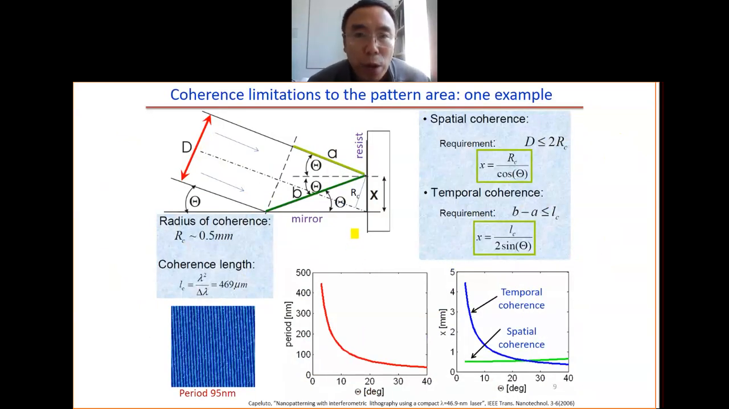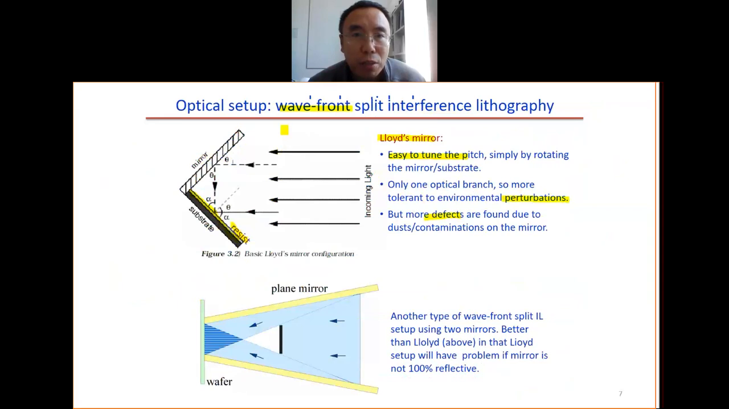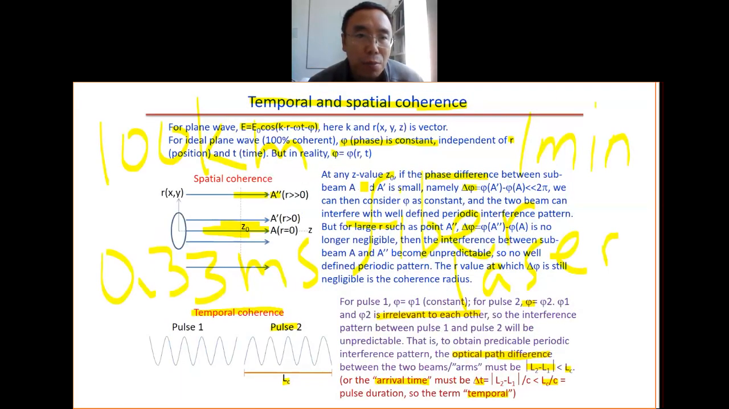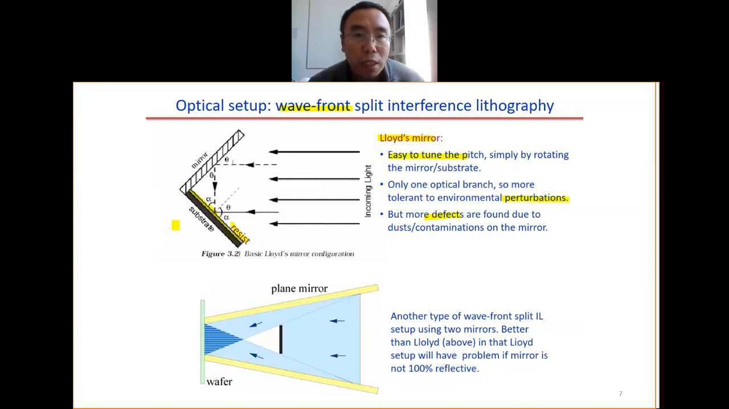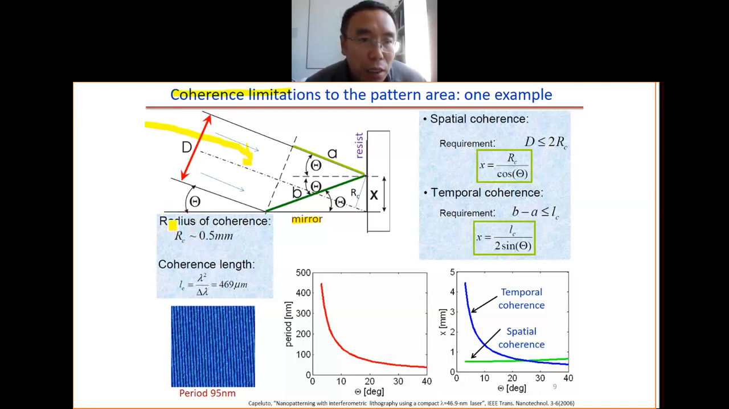So now let's look at one example of the effect of the coherent limit. In this case, the light comes here, this is the mirror, and here is the wafer. It is a wavefront split, similar to this one. If you rotate it, you get something like this. This is the mirror, this is the wafer. So this is the wavefront split. For this case, the coherent radius is 0.5 millimeter. This is the spatial coherence. For the temporal coherence, the Lc, the pulse length, is 469 micrometer. Now we want to know within which x area we get a well-defined periodic pattern.